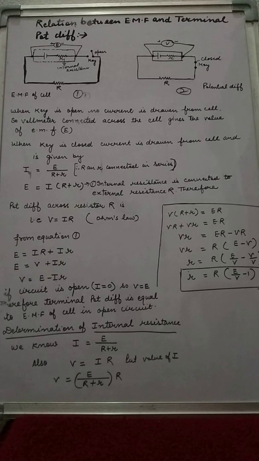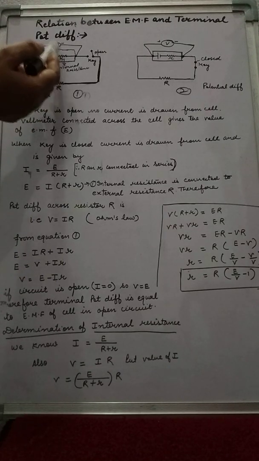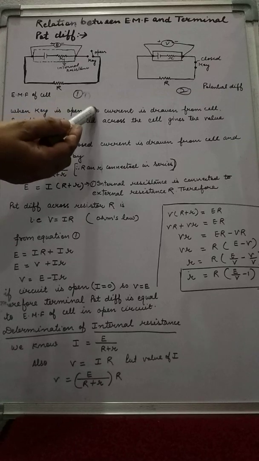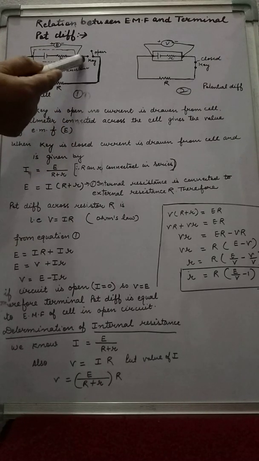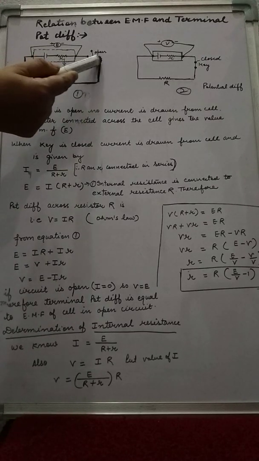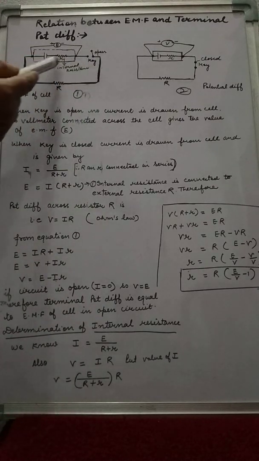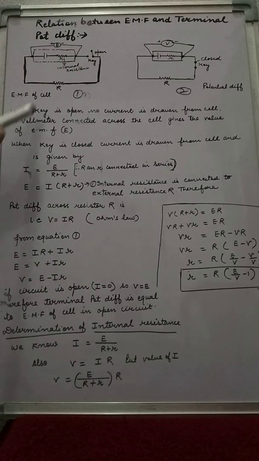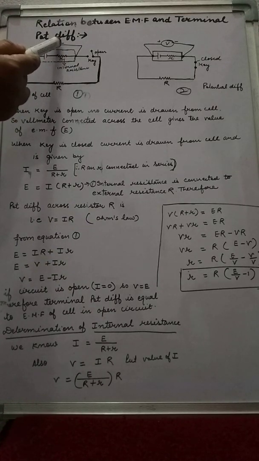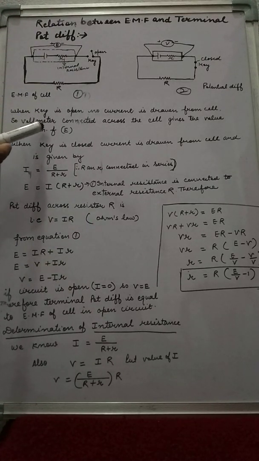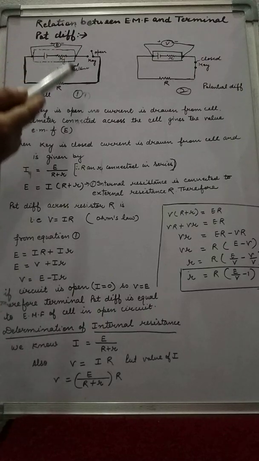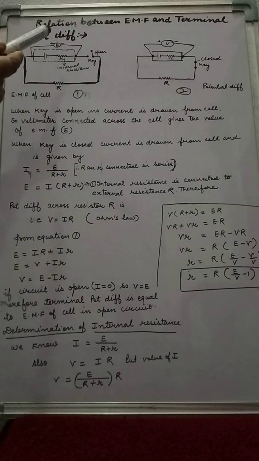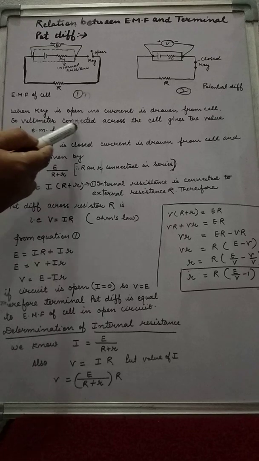So when the key is open, no current is drawn from the cell. At that time, the voltmeter connected here will give the value of the EMF, and here we have written E. The potential difference here gives the value of the EMF E.